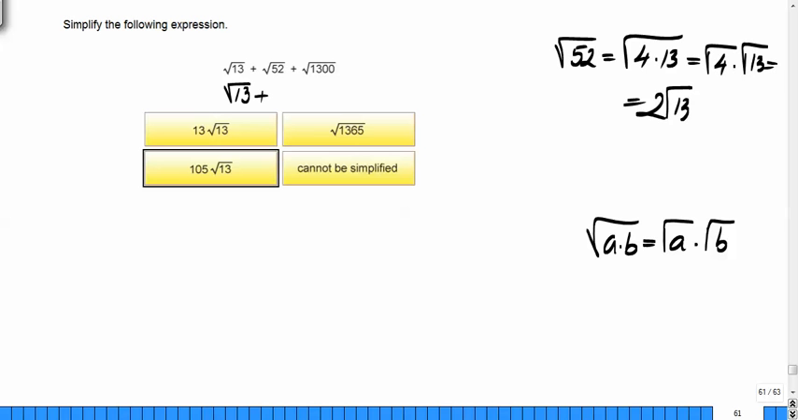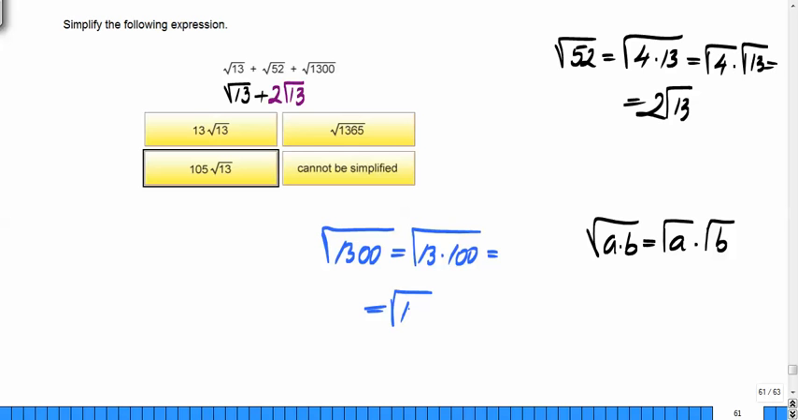So now, this problem here would be square root 13 plus 2 square root 13. Let's work on the other one, square root of 1300. Well, square root of 1300 is the same as square root of 13 times 100. But oh my god, 100 is a perfect square, right? Basically now, I have square root of 13 times square root of 100, and square root of 100 is 10, which I can write as 10 times square root of 13.